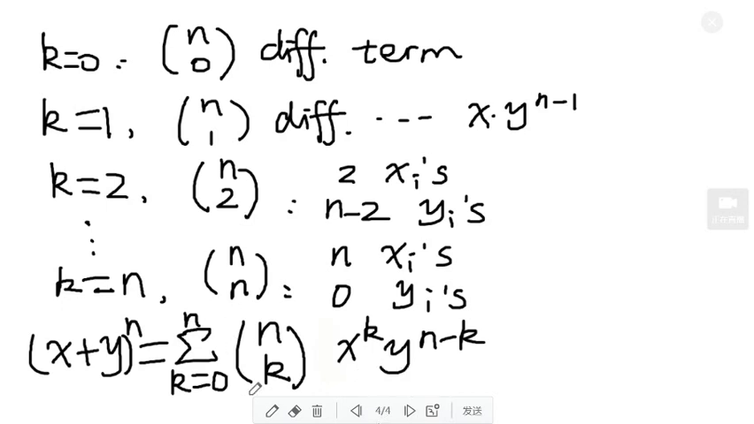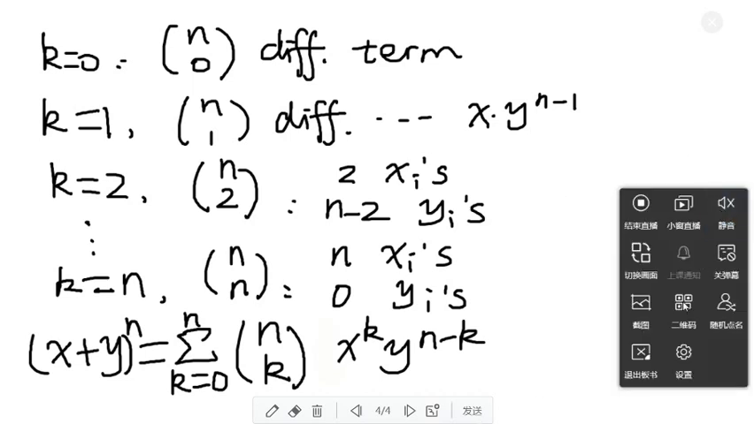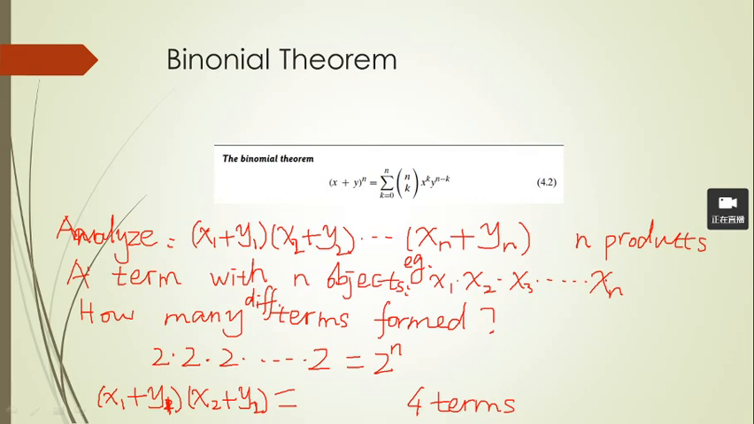We spent a lot of time to illustrate this one, okay? And you might read the textbook on mathematical induction to understand this part. If you understood this part in high school, then it's pretty easy, okay?